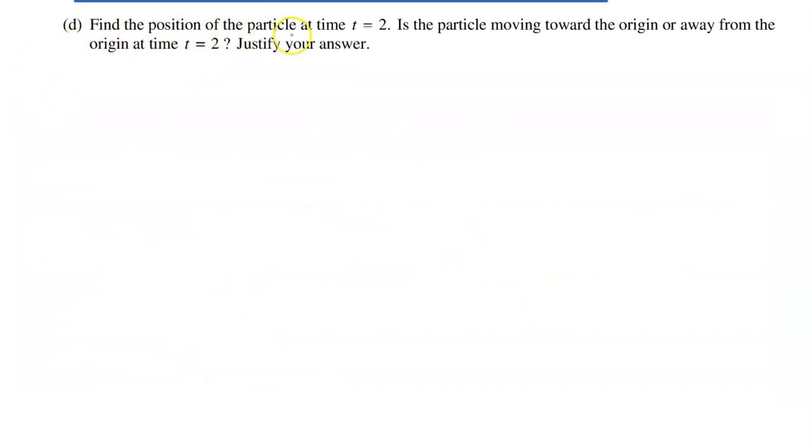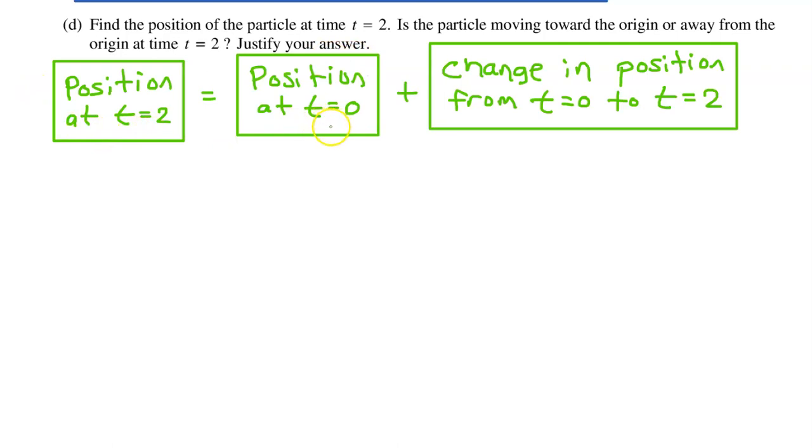Part D. Find the position of the particle at time t equals 2. Is the particle moving toward the origin or away from the origin at time t equals 2? Justify your answer. Here are some notes illustrating the strategy that I'm going to use.